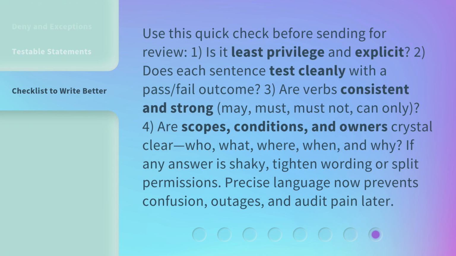Use this quick check before sending for review. 1. Is it least privilege and explicit? 2. Does each sentence test cleanly with a pass/fail outcome? 3. Are verbs consistent and strong? May, must, must not, can only? 4. Are scopes, conditions, and owners crystal clear? Who, what, where, when, and why? If any answer is shaky, tighten wording, or split permissions. Precise language now prevents confusion, outages, and audit pain later.